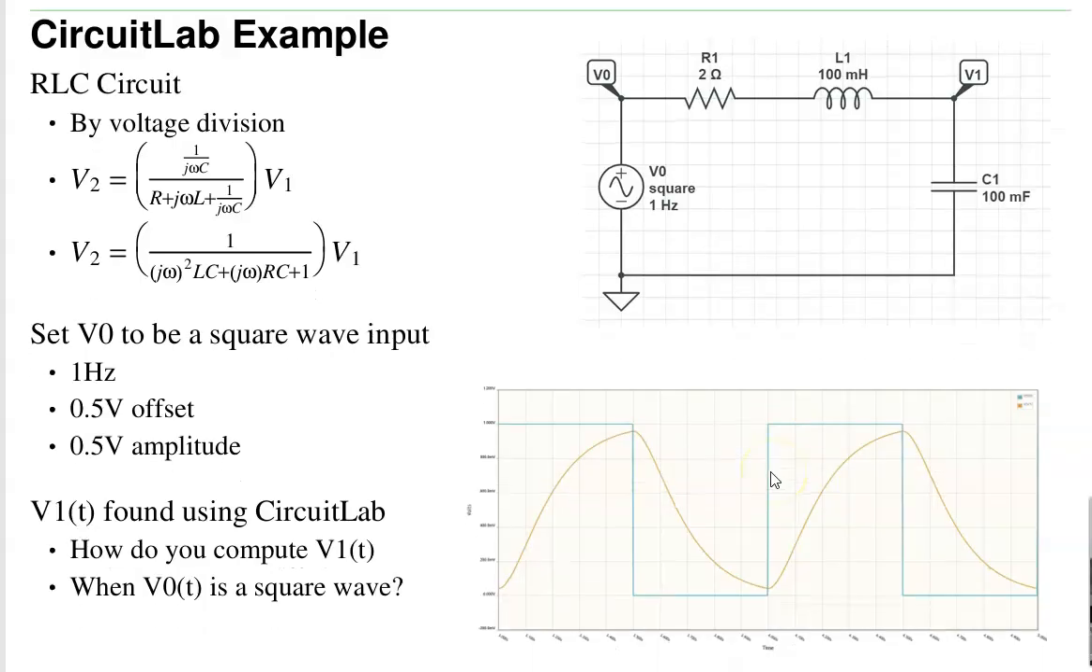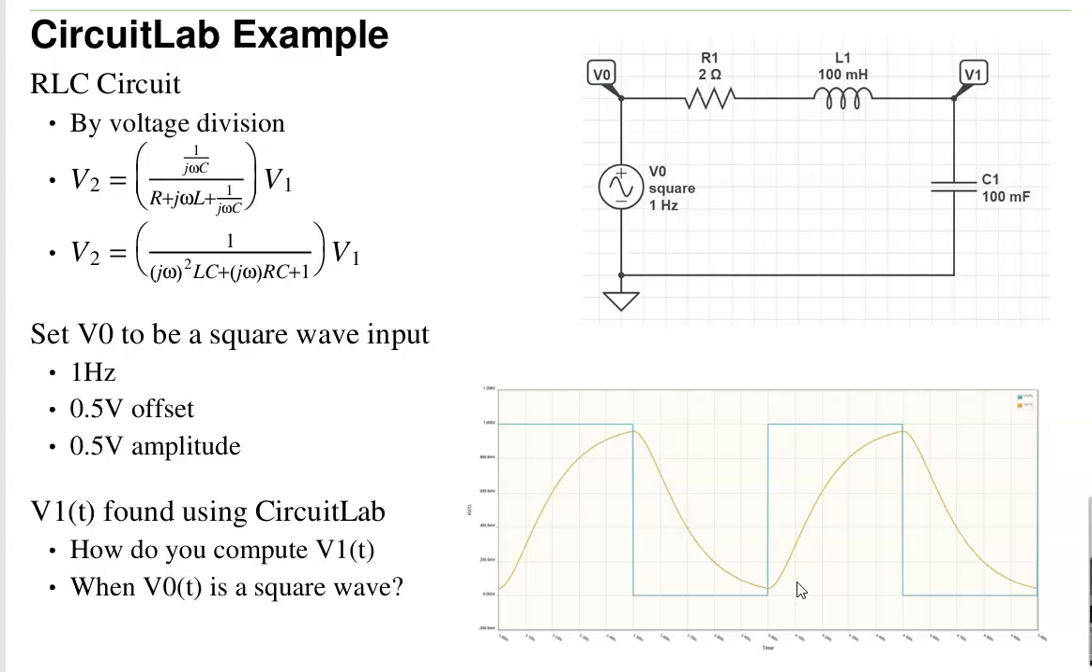Another example is if you have Circuit Lab. In Circuit Lab, if you double-click on a source, I can change it to a square wave, triangle wave, sawtooth wave, different waveforms. If it's a sine wave, we know what to do. We've been doing that. Suppose the input is a square wave, the blue line here. I can find the output using Circuit Lab. That's the orange line.